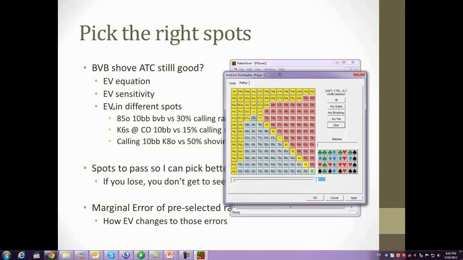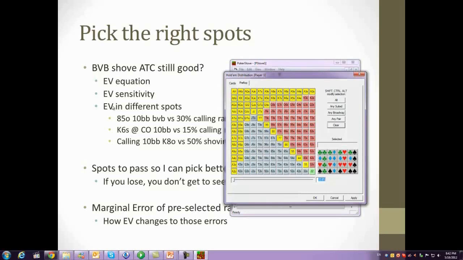So for example, say I shove 7-5 offsuit at 10 big blinds, blind versus blind. If he's calling 30%, let's say we have like plus 200 EV. Then if he's calling 40%, we are like minus 400 EV. We want to know how much our EV decreases when he increases his calling range.